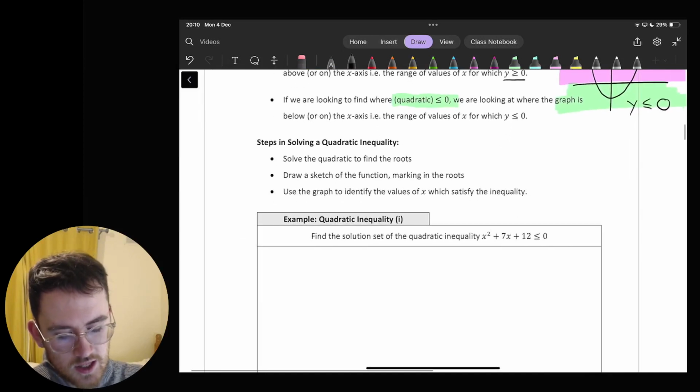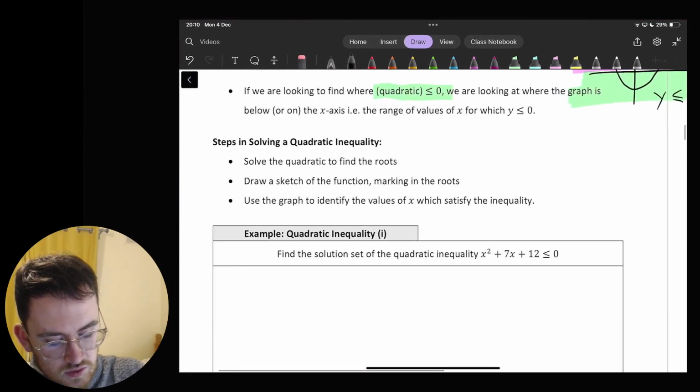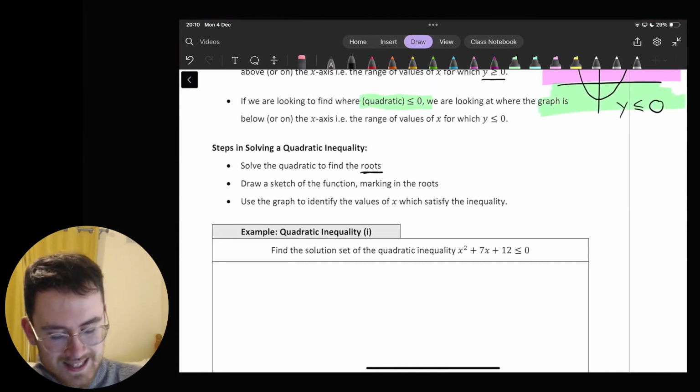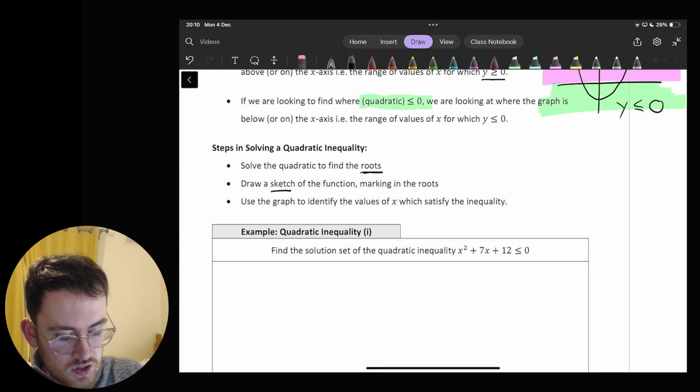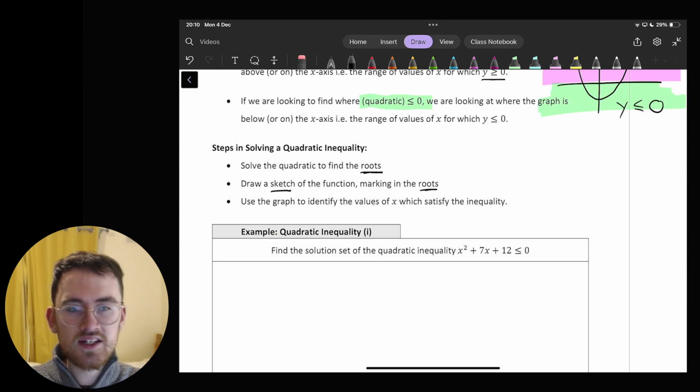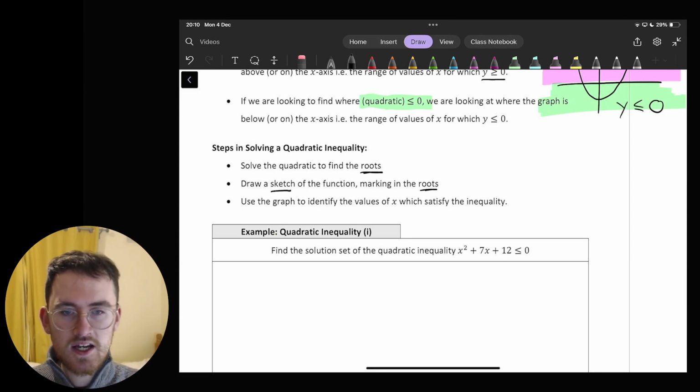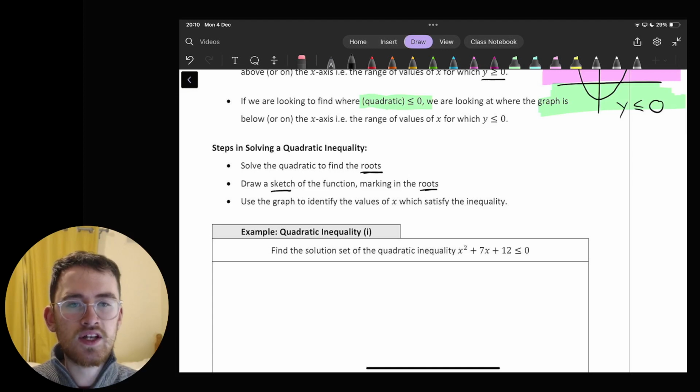So our steps in solving: we are going to solve to find the roots. We are going to draw a sketch. The sketch is quite important. It can seem like it's not, but it's important to draw the sketch marking in the roots, because remember, the only reason we're finding the roots is to give us kind of endpoints here. And then from our sketch, we're going to identify the values of x that satisfy the inequality. So our solution sets there.